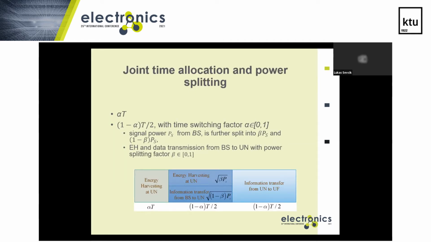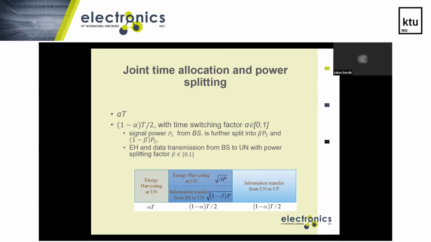And for the hybrid joint time allocation and power splitting, the transmission time is split into 3 blocks. You can see it in the table. The first block is alpha t, and after that are 2 blocks, (1 minus alpha t) divided by 2, with the switching factor. The first compound expression means the middle column in the table.